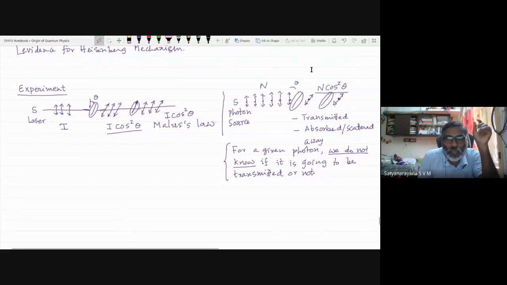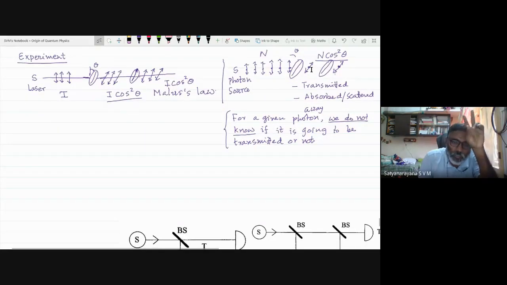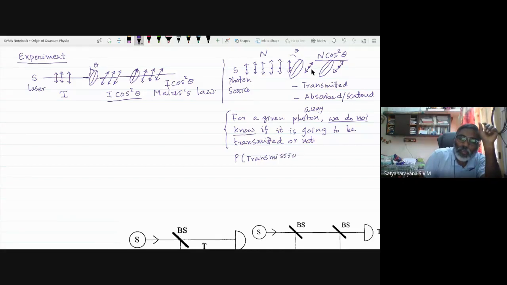So the important point is we wanted to understand that if a photon has two processes, we can only say that there are two processes. We don't know which process will happen, but one of them will happen. That much we can say. And because n cos square theta of them are coming, you can say that the probability of transmission is equal to cos square theta, and the probability of absorption or scattering is equal to sin square theta. So this is what we can say from this experiment.